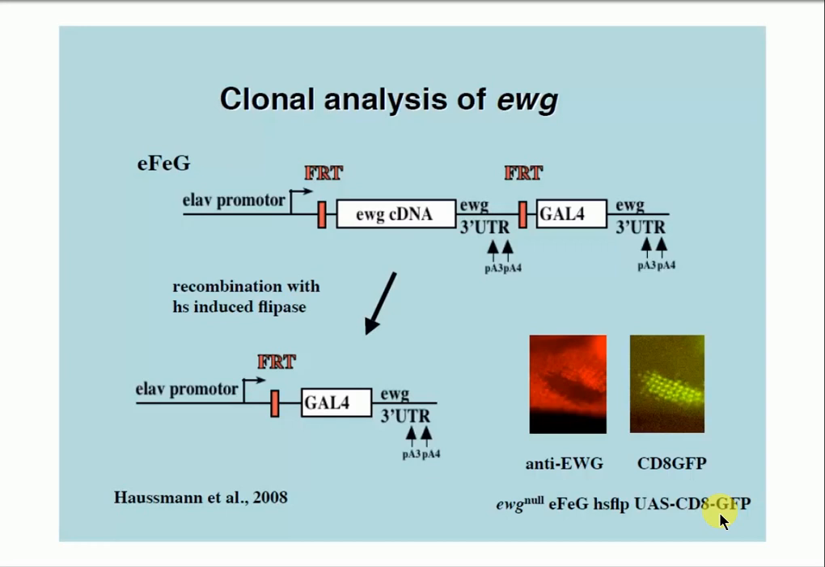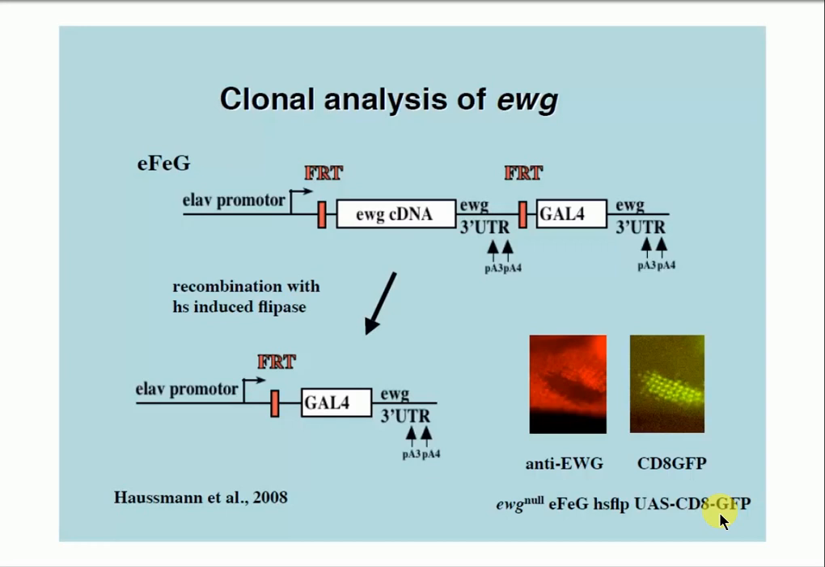So what we use this for here is to make a rescue construct. So we have a promoter that expresses in neurons where this gene normally is expressed. And so we made transgenes in a mutant background. And then it will express in all neurons, for example, because it's neuronal.